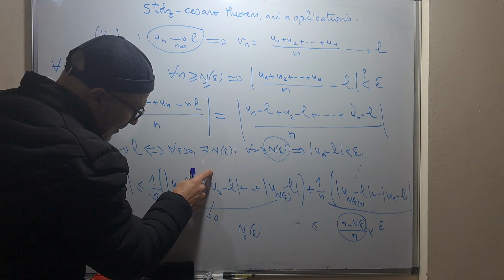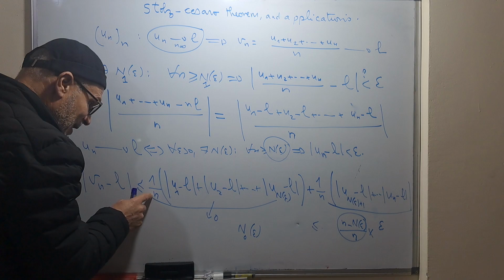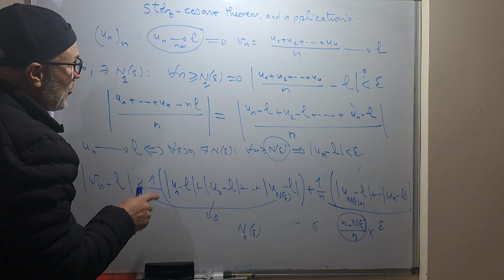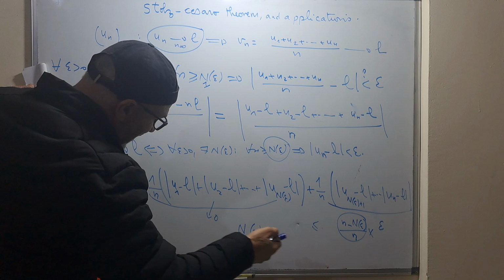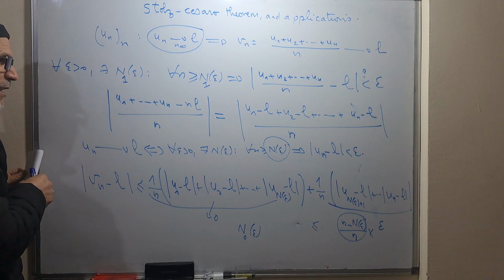This is a sequence because we have here n, so we can consider this as a sequence. If we take the maximum between n0 of epsilon and n1 of epsilon, we will get less than 2 epsilon, so we can take epsilon over 2 and epsilon over 2 to take this and finish the proof.